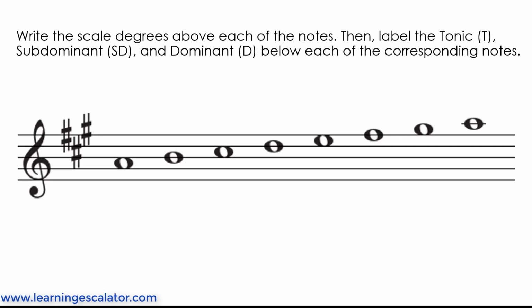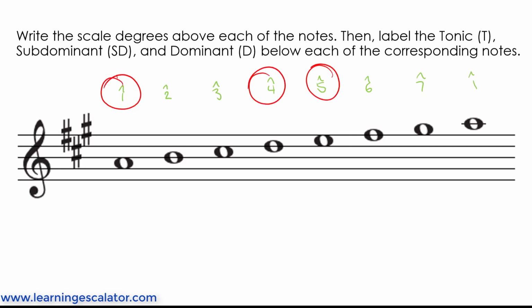So if you write the scale degrees above each of the notes, this would be 1st degree, 2nd degree, 3rd degree, 4th degree, 5th degree, 6th degree, 7th degree, and 1st degree again. And the tonic is the 1st degree. The subdominant is the 4th degree, and dominant is 5th. So if you label it below, it would be T, SD, and D.